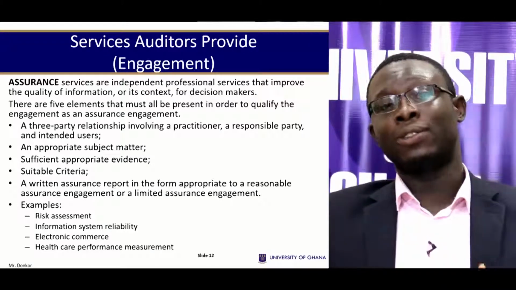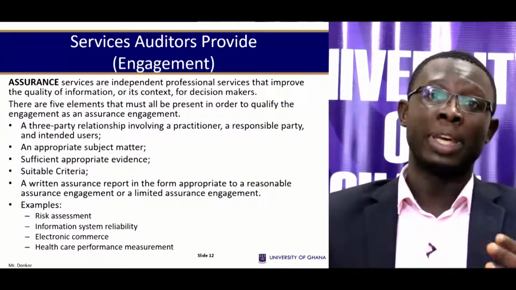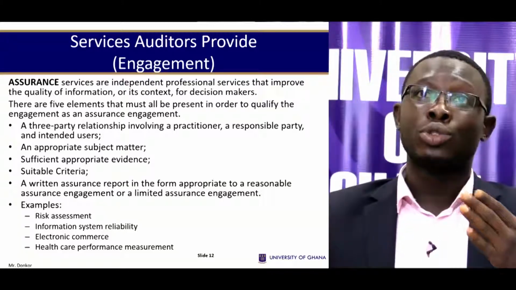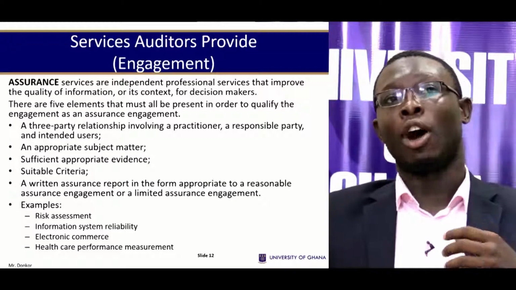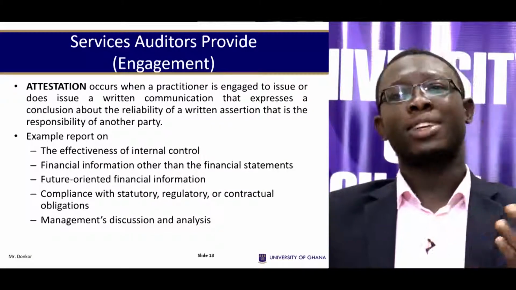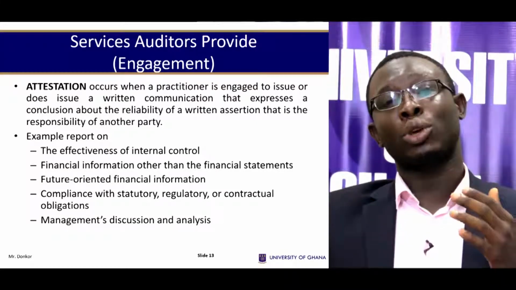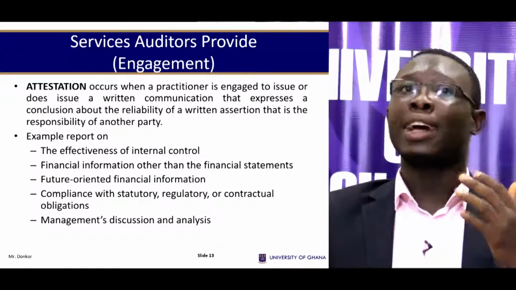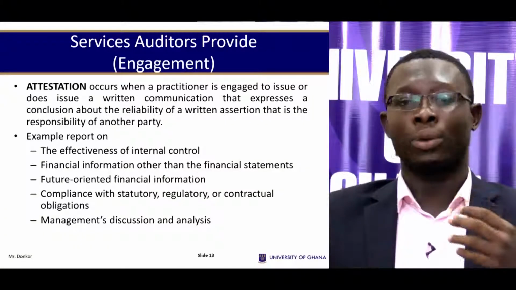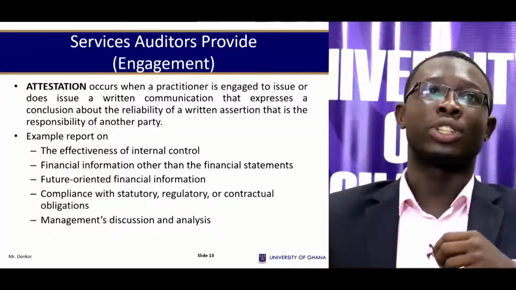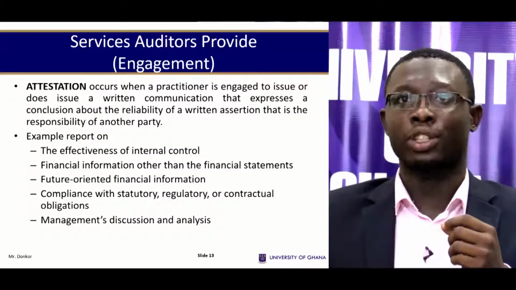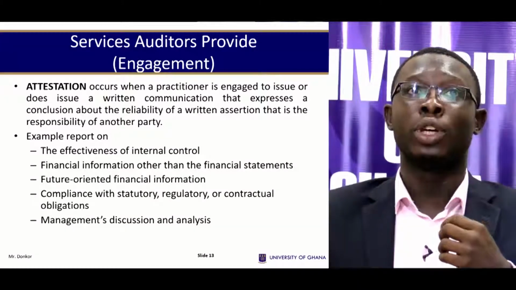When all these 5 key points come to play, then what is being done is an assurance service that is seeking to improve the quality of information. There are several examples, and I entreat you to read on. Attestation. Realize that under assurance, we have attestation. We are saying that attestation occurs when a practitioner is engaged to issue or does issue a written communication that expresses a conclusion about the reliability of a written assertion. That is the responsibility of another party.